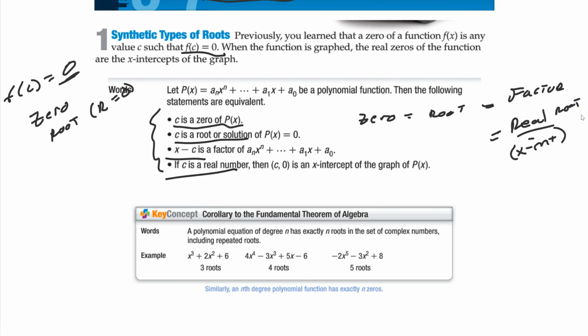I could say zero, I could say root, I could say real root, factor. They all kind of mean the same thing. The only caveat is that it's an x-intercept only when it's a real root. You're going to have some imaginary roots also, but if it's a real root, it's also an x-intercept.